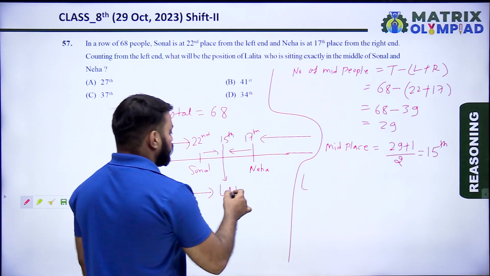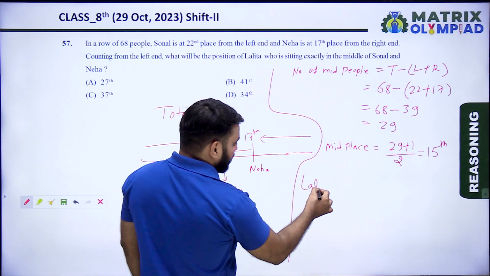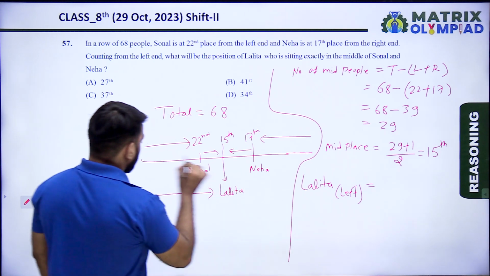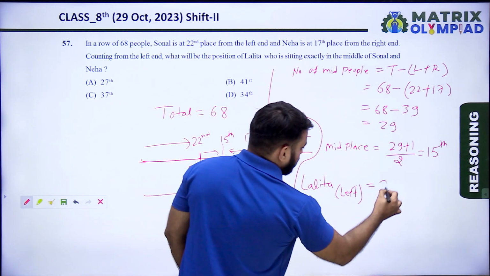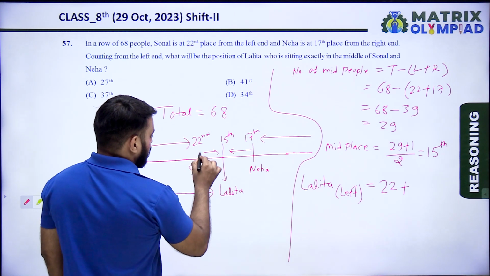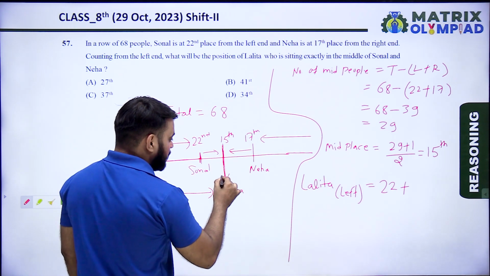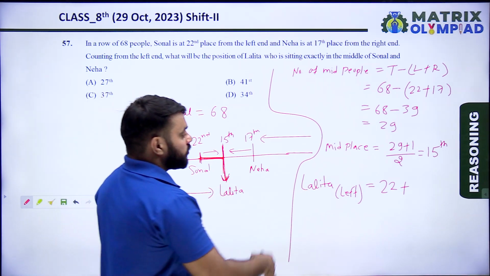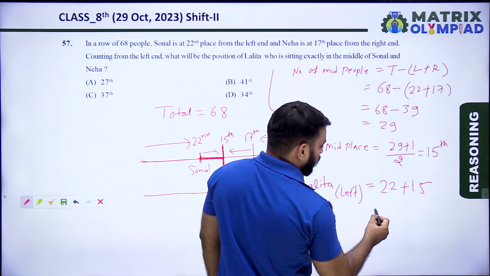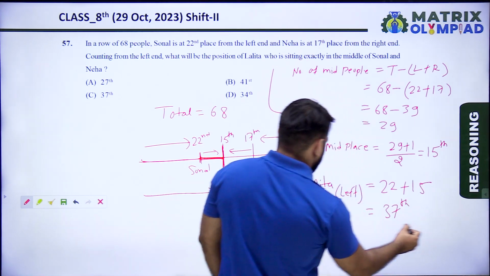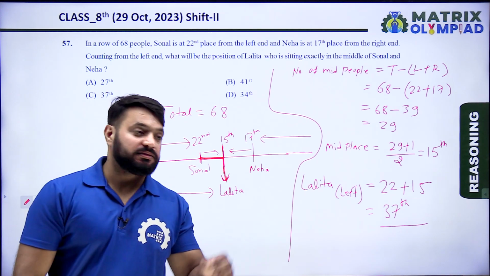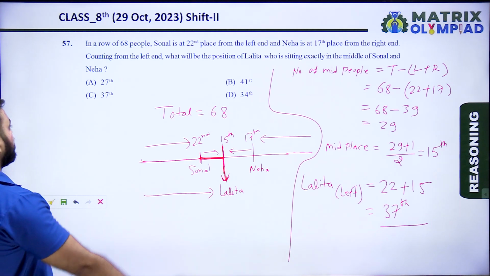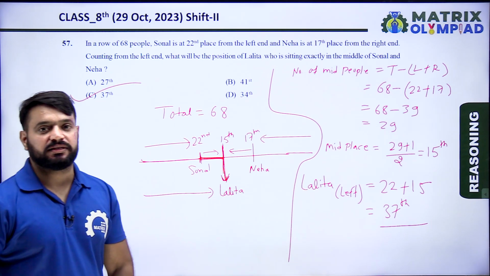Now find the position of Lalita from the left. So the position of Lalita from the left is equal to 22 plus 15, because Lalita is at the 15th place from Sonal. So 22 plus 15 means 37. So Lalita is at the 37th place from the left in this row. So option C is the correct answer of this question.